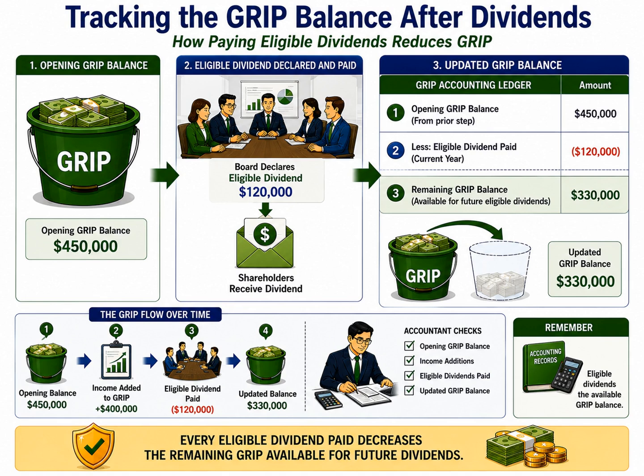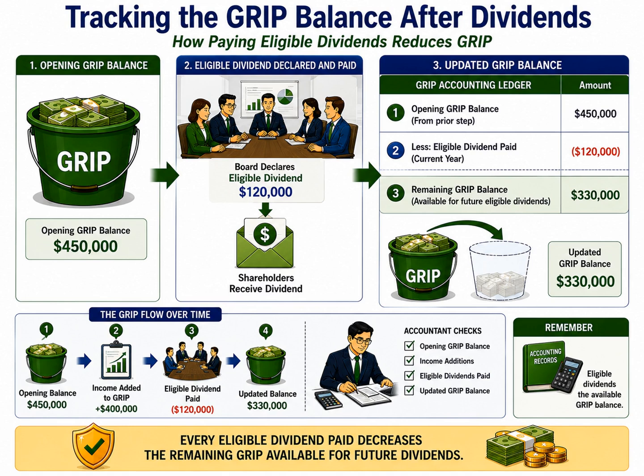Throughout this process, accountants carefully monitor the corporation's records. They verify the opening balance, add any new GRIP generated during the year, subtract eligible dividends that have been declared, and calculate the updated closing balance. This ensures the corporation always knows how much GRIP remains available.